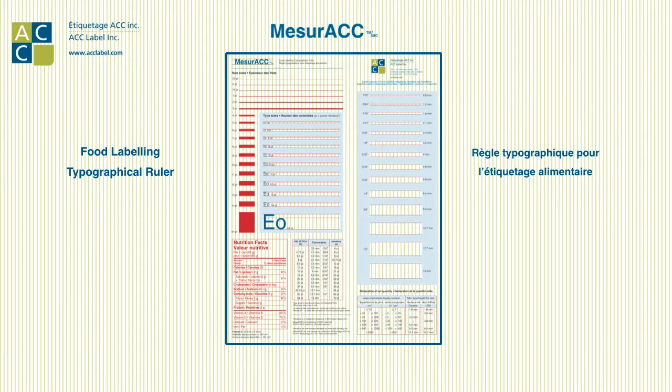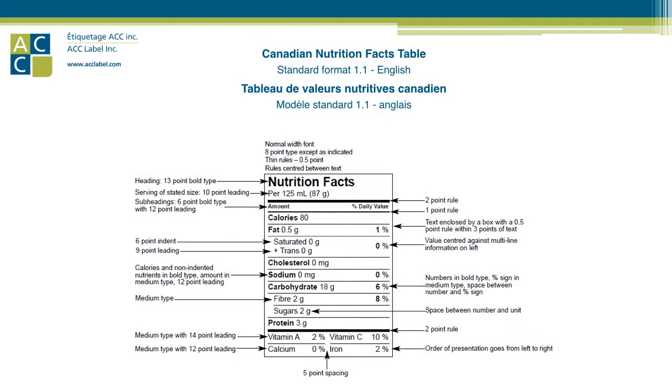MesurACC is a typographical ruler designed by ACC Label to measure accurately type sizes, rule sizes, and spacing. Food labeling regulations prescribe specific type sizes and points for the nutrition facts table, rule sizes and spacing for the nutrition facts table, and type sizes in millimeters or in fractions of an inch for the product name, the net quantity statement, and various other label elements.